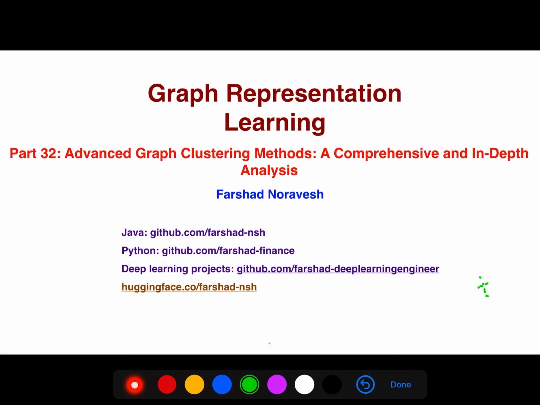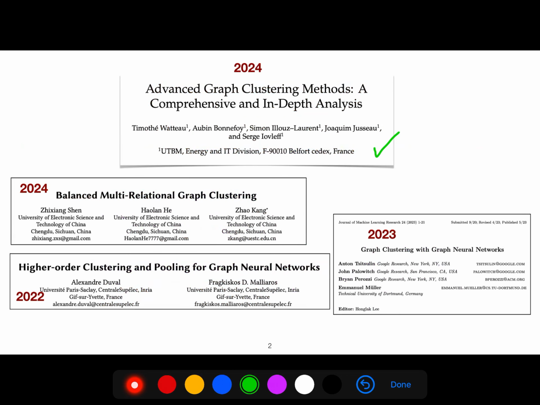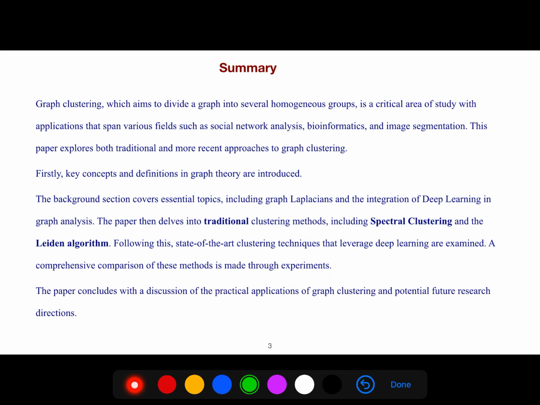Alright, so in this video, I'm going to be explaining another important article with the title Advanced Graph Clustering Methods, a Comprehensive and In-Depth Analysis. This paper in 2024 is very important. Graph clustering, which aims to divide a graph into several homogeneous groups, is a critical area of study with applications that span various fields such as social network analysis, bioinformatics, and image segmentation. This paper explores both traditional and more recent approaches to graph clustering.